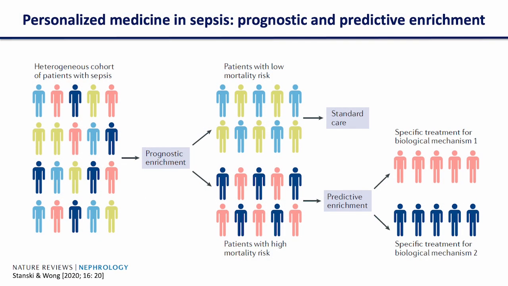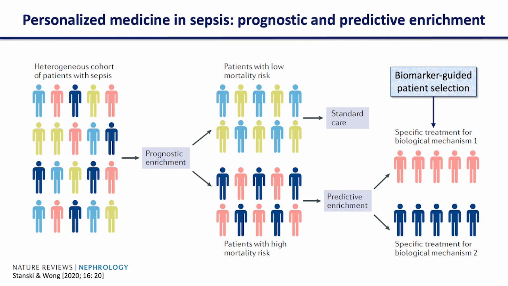What we currently believe is that if we want to move this field forward and to modulate the immune response in patients with sepsis in such a way that it benefits the outcome of patients with sepsis, we need to combine prognostic and predictive enrichment. First of all, we would enrich the population for patients that are more likely to have an adverse outcome, because patients with a low mortality risk in the middle upper part of this slide would be sufficiently treated with the standard of care.